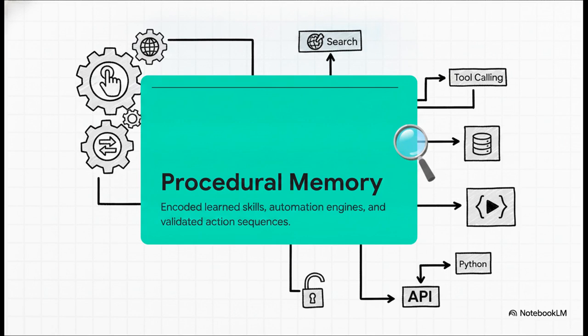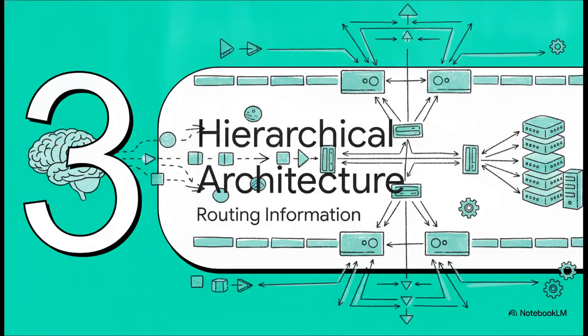It stores those successful multi-step actions right here, which means the agent can execute really complex reasoning workflows without having to figure out how to authenticate an API every single time. It's a real game changer. Section 3, hierarchical and graph architectures, and how we actually route this information.